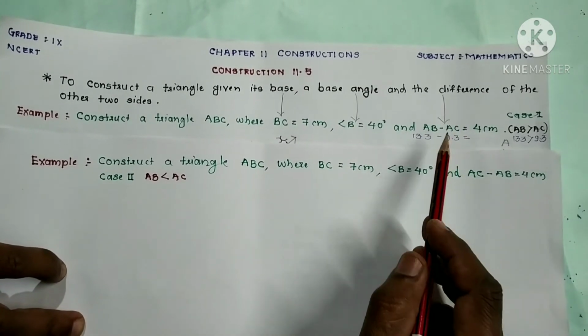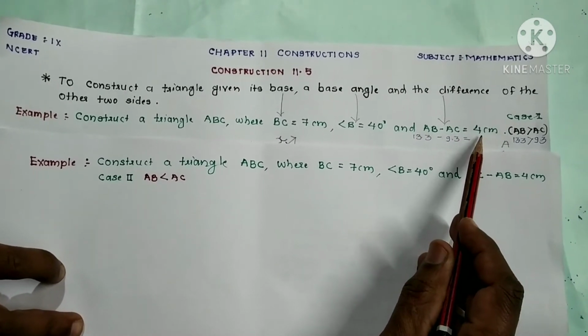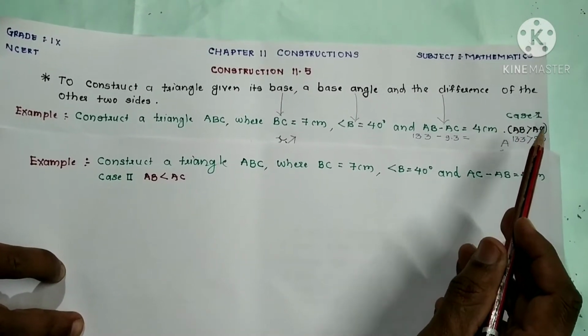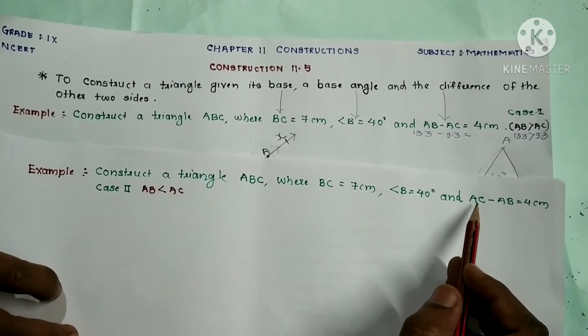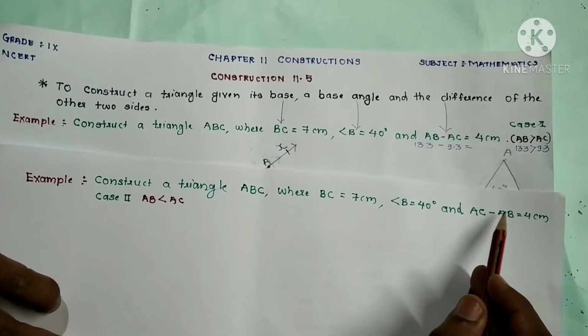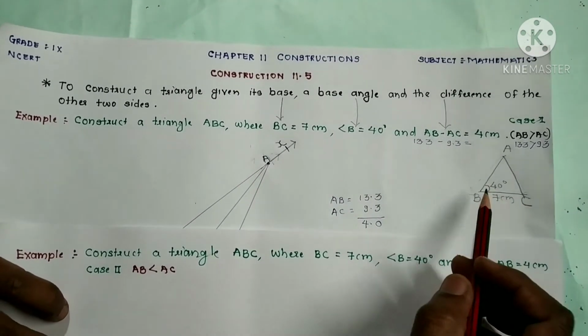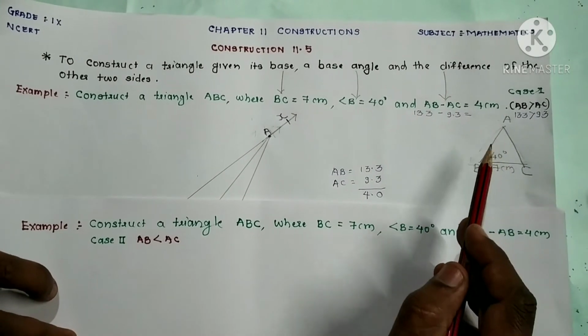But the difference is, in the first case, AB minus AC is equal to 4 centimeters, which was AB greater than AC. And for the second case, AC is greater than AB by 4 centimeters. For the first case, try to understand here. This point is very important here.